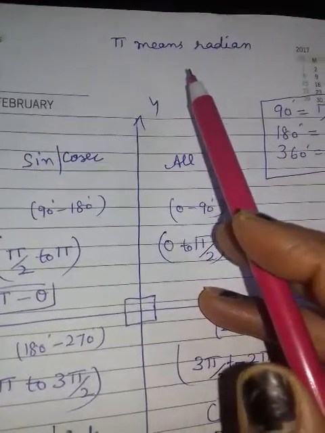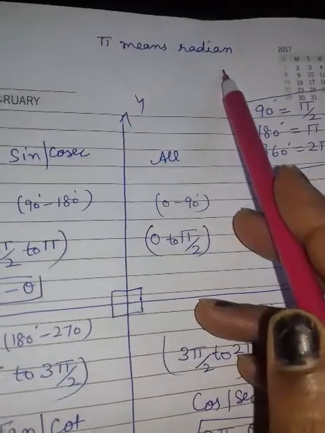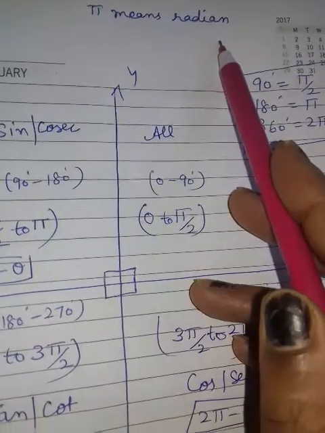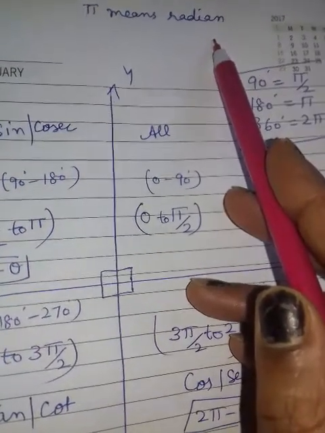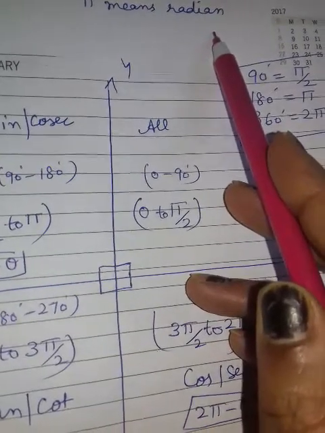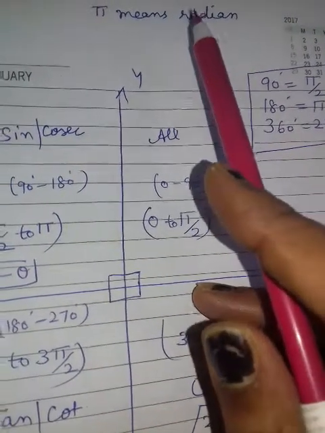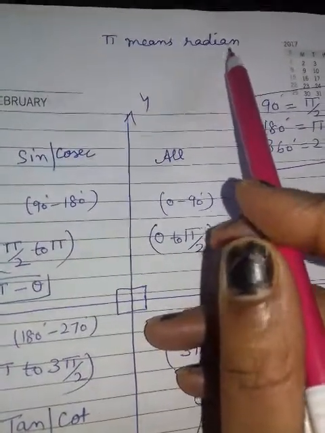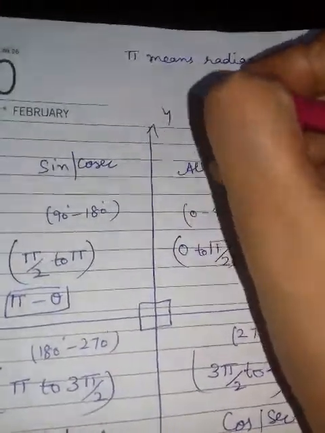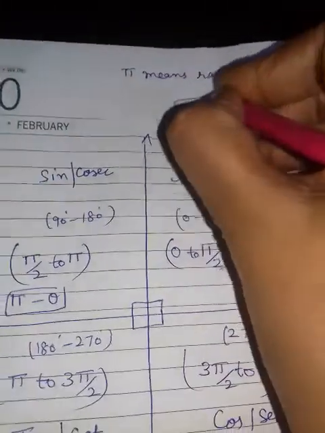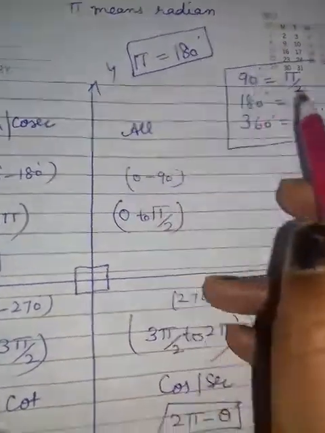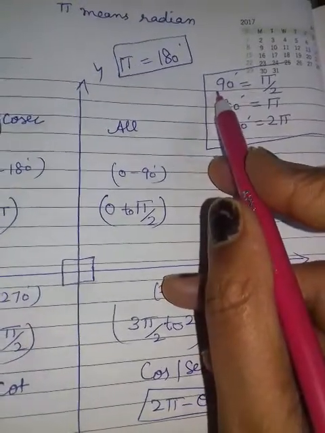Yes, students, today I am taking up the concept of the radian system. You know that there are two types of measurements where we find the angles. First one is degree, second one is radian. This is a new concept for class 11. Pi means you have to convert into radian, where pi is equal to 180 degrees. So if I divide it by 2, it will become 90.